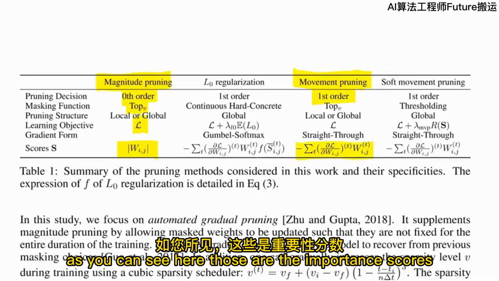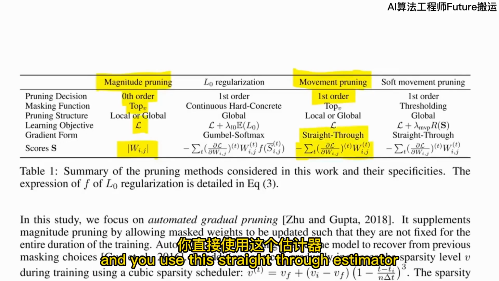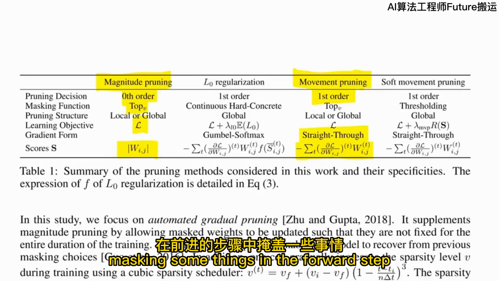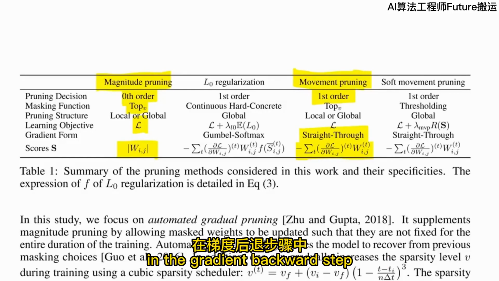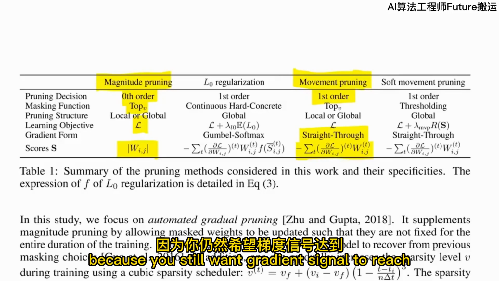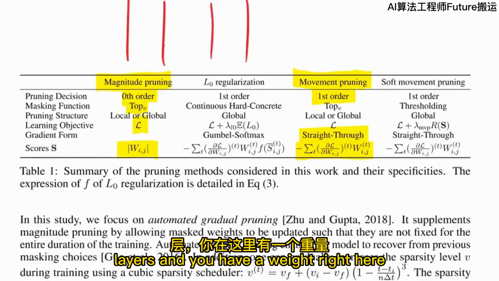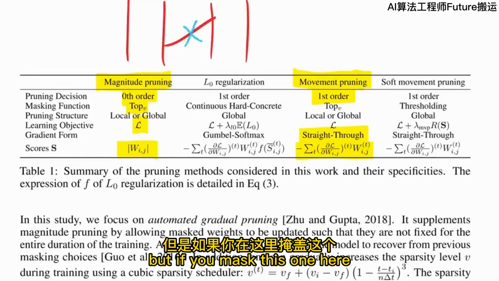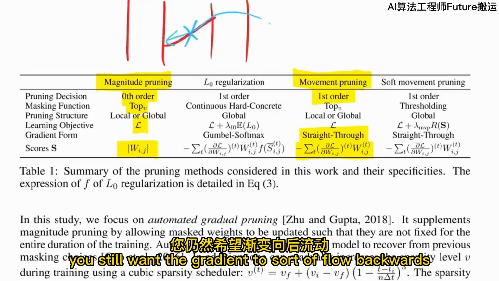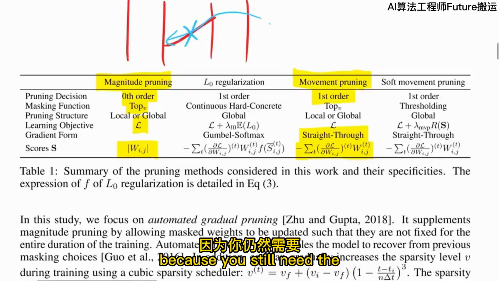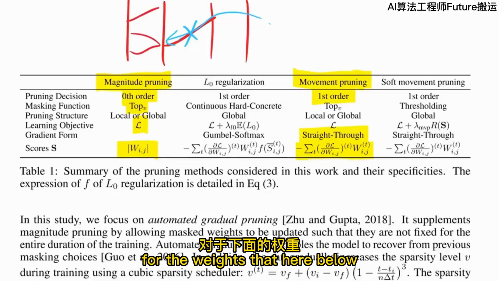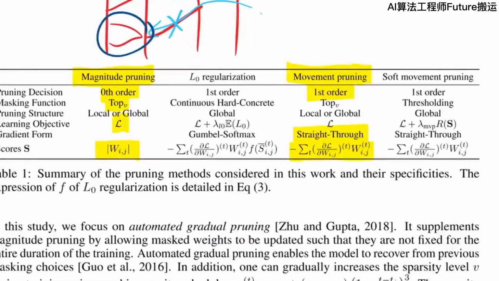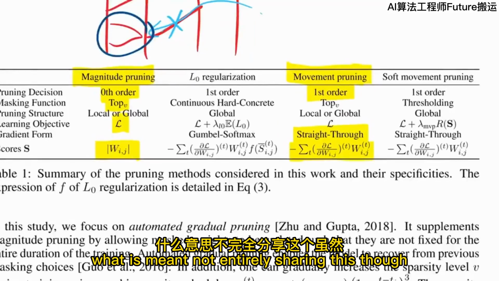Those are the importance scores, and you use this straight through estimator, which is basically just a way of saying that even though you're masking some things in the forward step, you shouldn't mask them in the gradient backward step, because you still want gradient signal to reach. So if you have layers and you have a weight right here, at least that's how I understand it. I have not read that paper. But if you mask this one here, you still want the gradient to flow backwards, because you still need the actual importance scores for the weights below that connect to this weight. I think that's what is meant. Not entirely sure on this though.